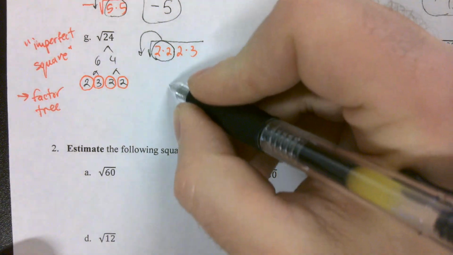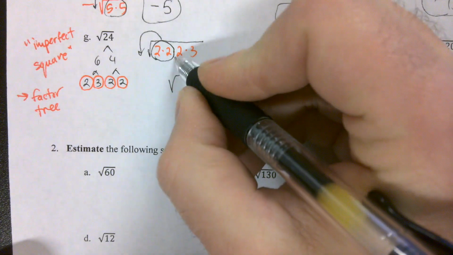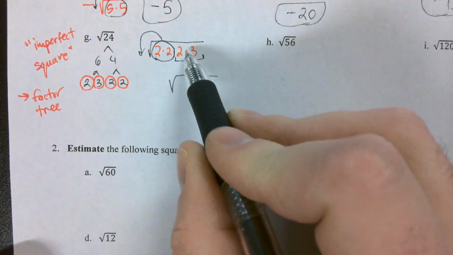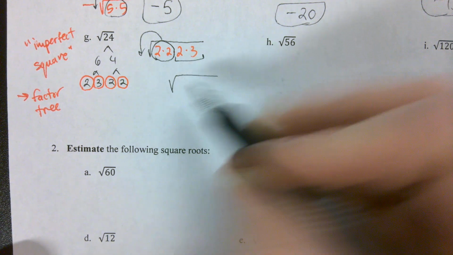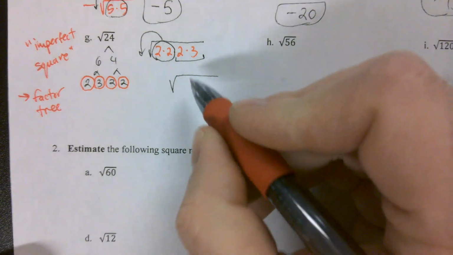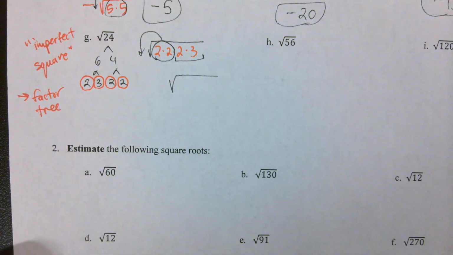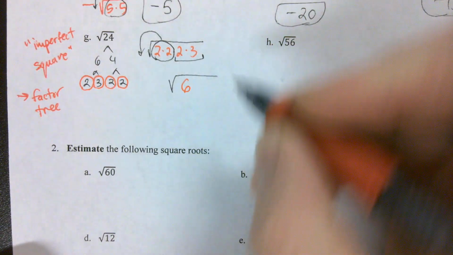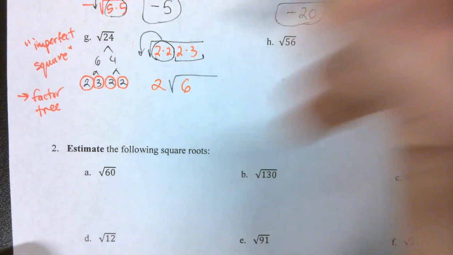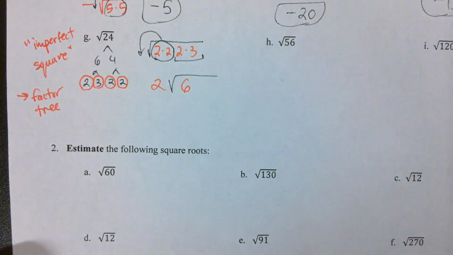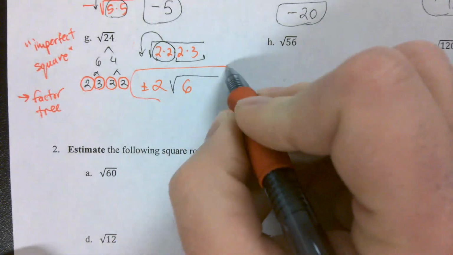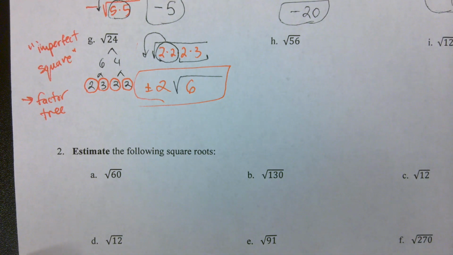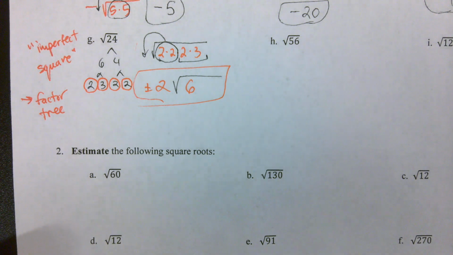What gets left in the square root? The 2 and the 3. We can see we're multiplying them. So what number is going to be inside my square root? Well, what's 2 times 3? 6. So we brought the 2 out in front. The 6 stays behind. Slap a plus or minus on the front, and you've got your simplified answer.